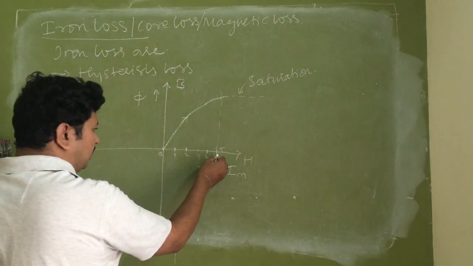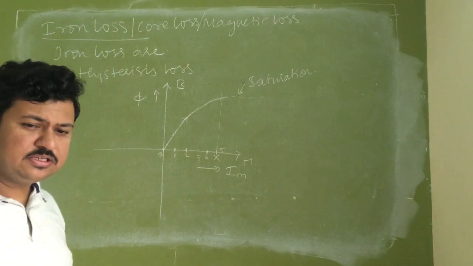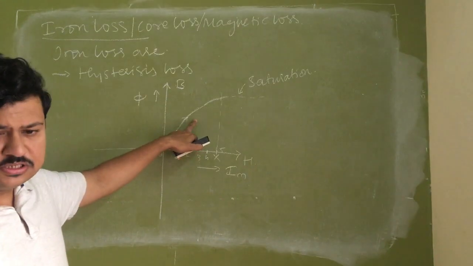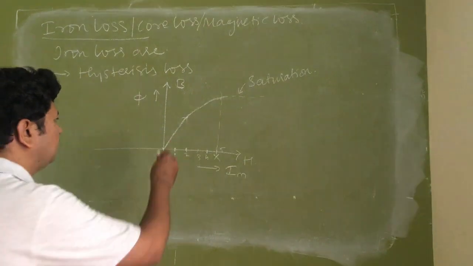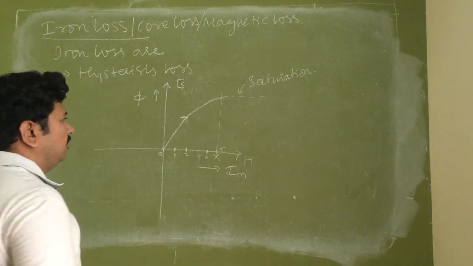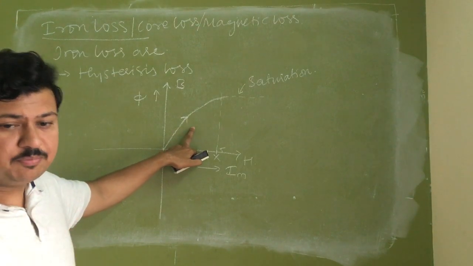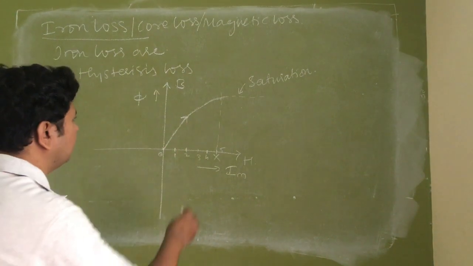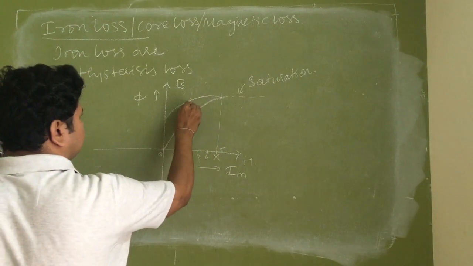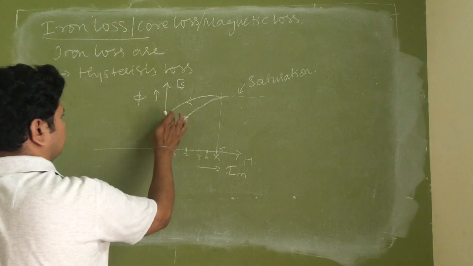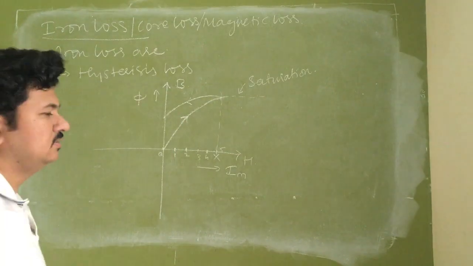Now, as I go on decreasing in the same number of steps, the demagnetizing curve should follow the magnetizing curve in the opposite direction, but it won't happen like that. The demagnetizing curve will take a different path.